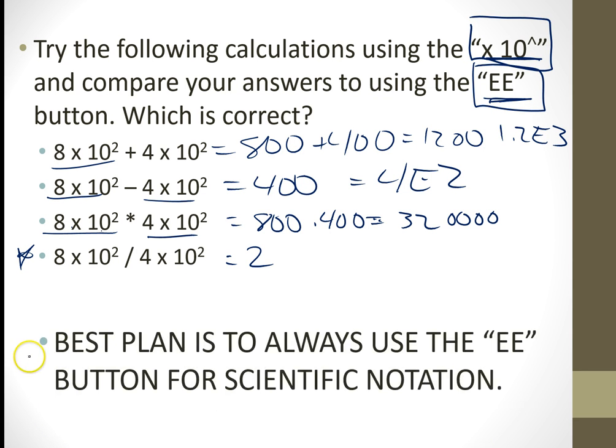And so the best plan is to just get in the habit and always use that button, because, you know, 800 divided by 400 is not 2,000 or 20,000, whatever your calculator says. So just, that's the best idea, is to take the time, use that button, make it a habit. Don't do this. Okay, and I will come around and assist you with your calculators in class to make sure that you know how to use them properly.